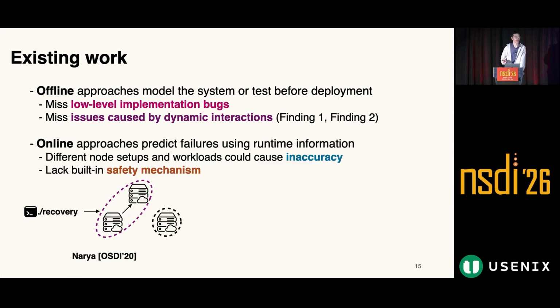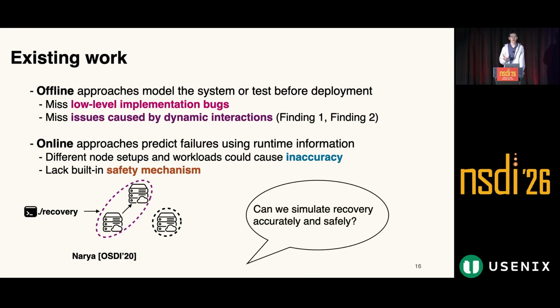Another idea is to detect recovery failures online, like A/B testing. We could try recovery on a few machines first. However, the limitation is that the few machines we test on do not have the same environment as the rest of the cluster. So even if the test looks fine there, it might still fail somewhere else. And more importantly, we are still touching the production environment. So if the recovery is wrong, this small test can lead to cascading failures.